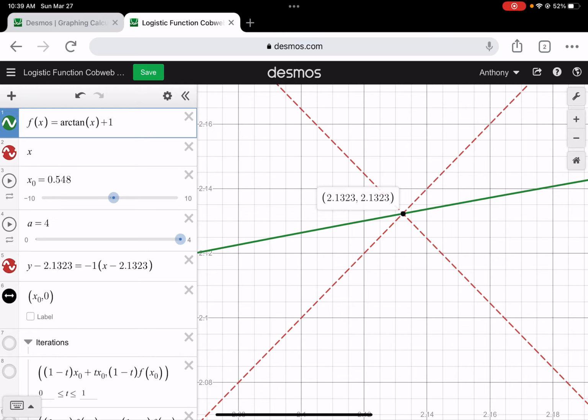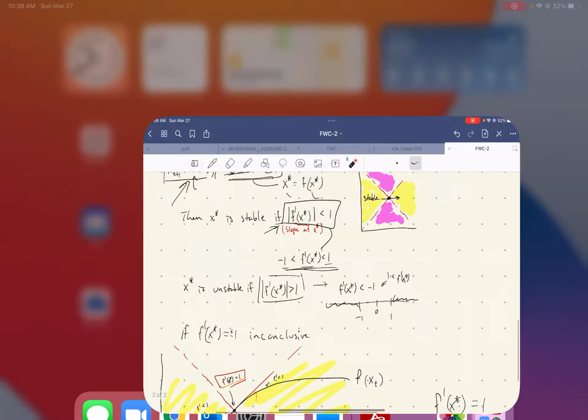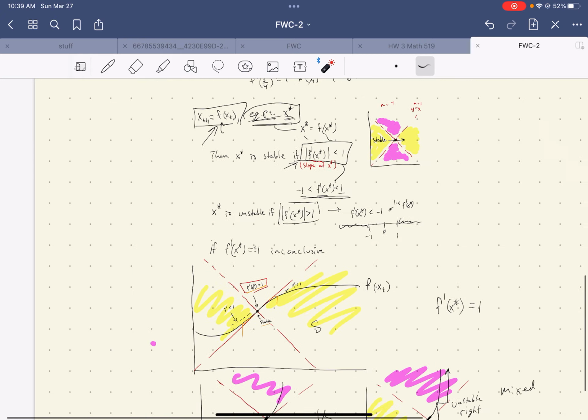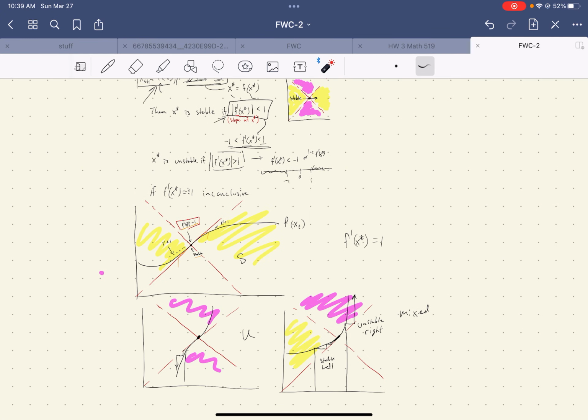So, okay, that's it for this video. I just want to talk about the stability theorem and give you these visuals here with the stable region and sort of like designing functions that are stable or unstable or mixed stability using this region approach.